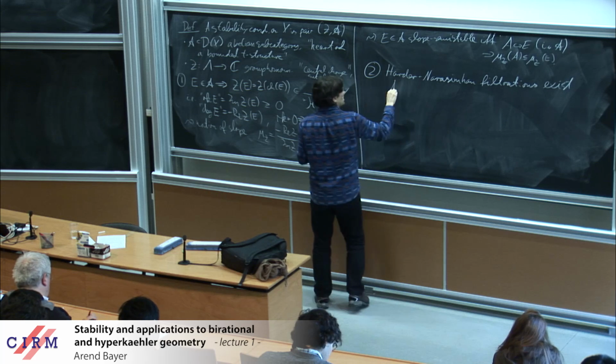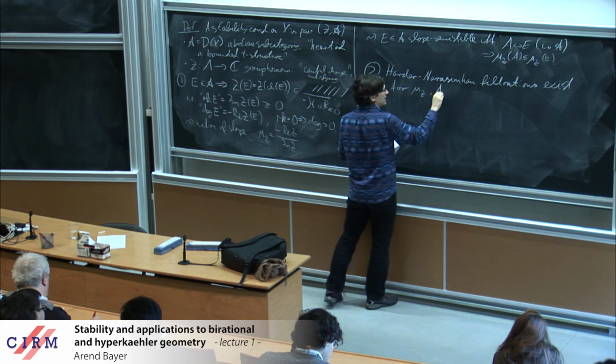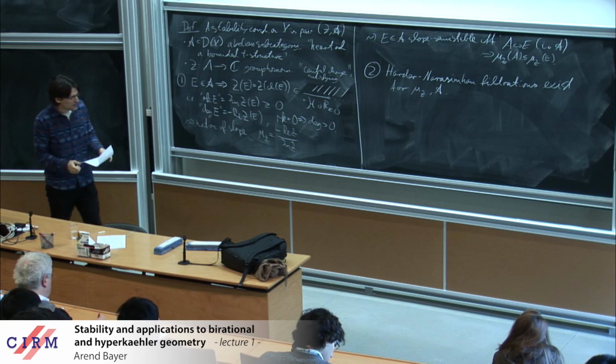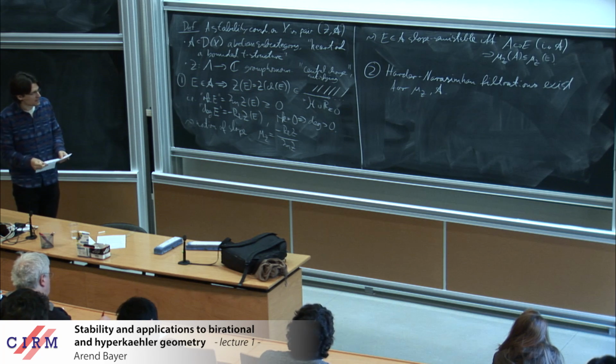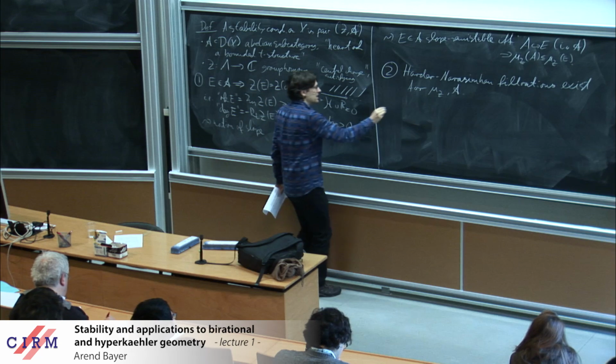Exist, right, for this notion of slope stability in A. So any object has a filtration by semi-stable quotients where the slopes of the filtration factors are strictly decreasing. And let me also say the last one.